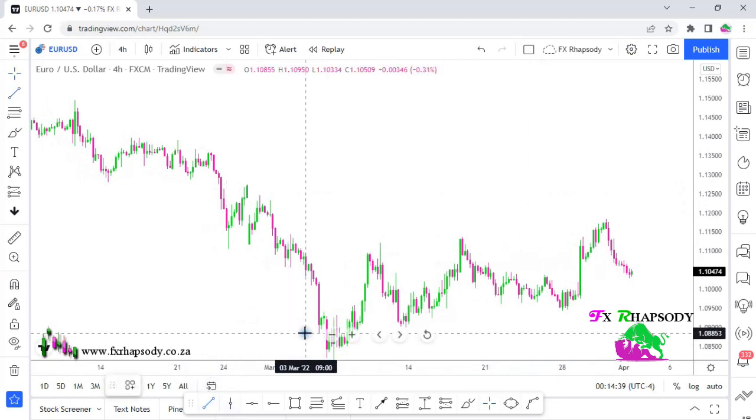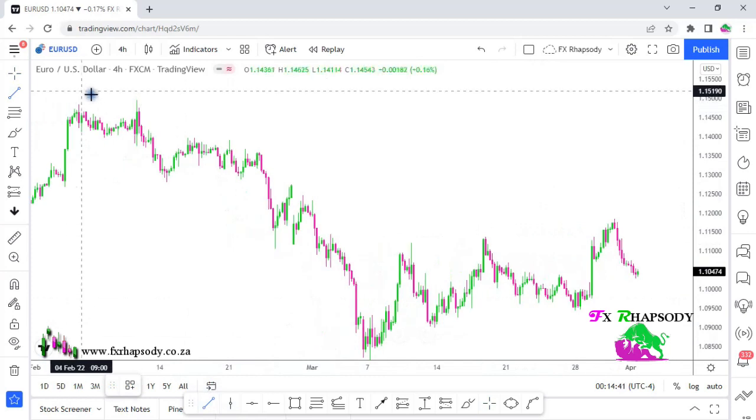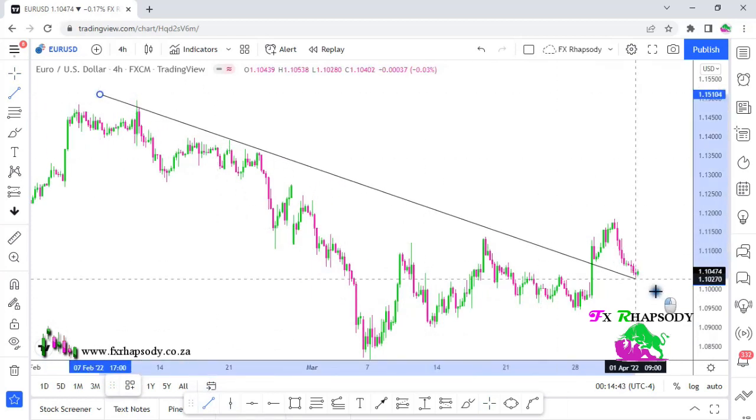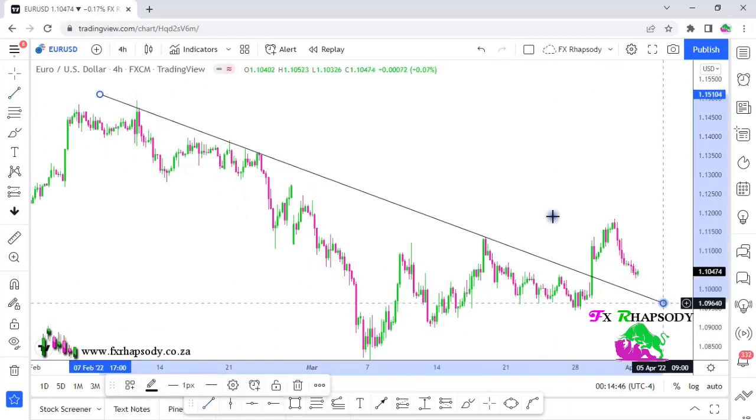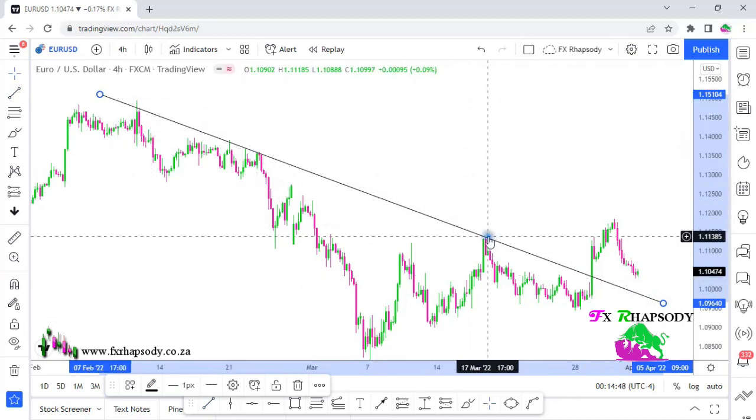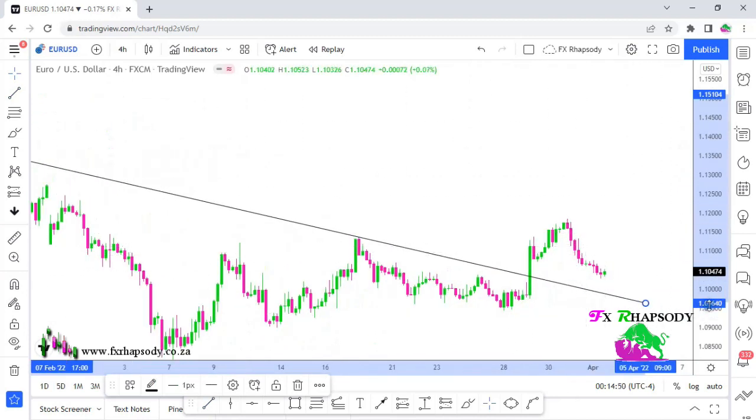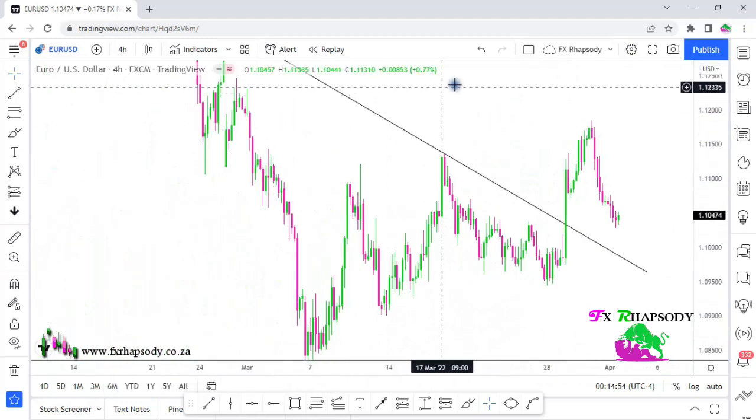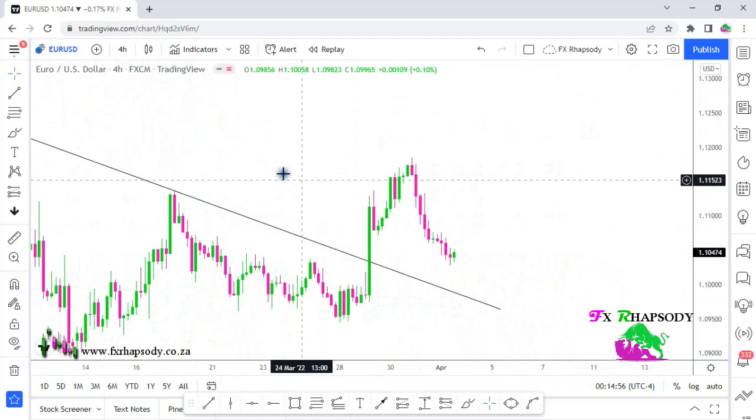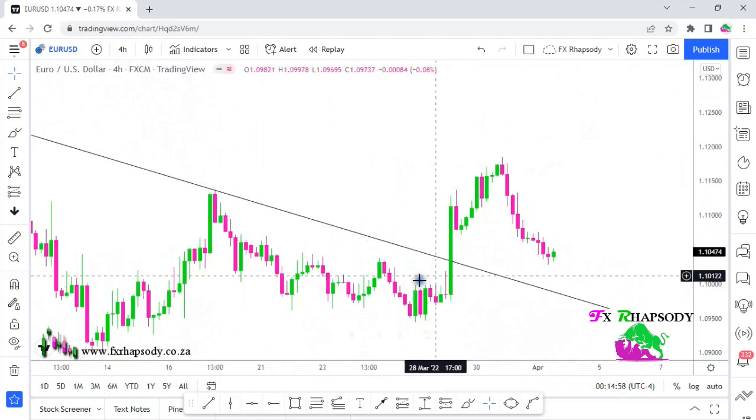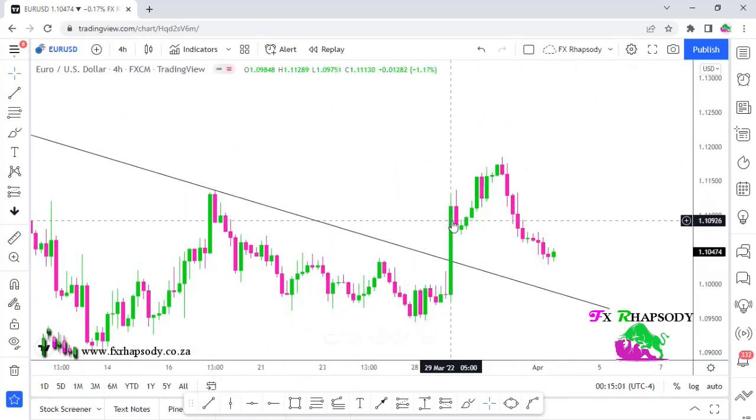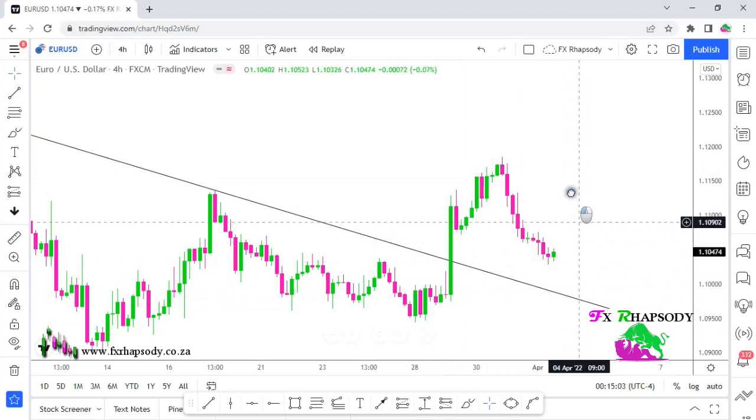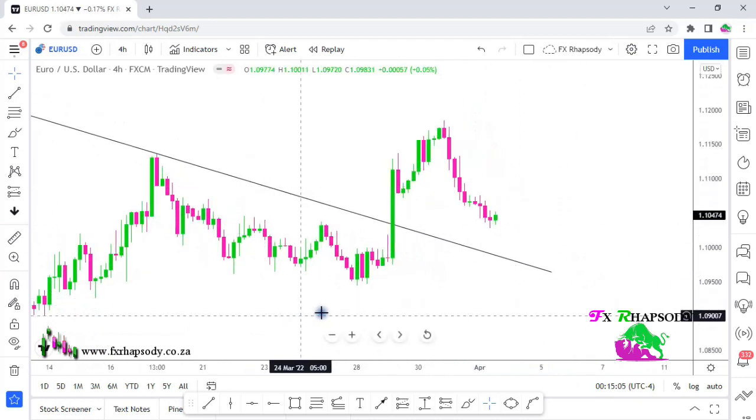Let's have a look at this trend line over here. I'm just going to pull that in. Touch, touch, touch. Very roughly drawn trend line, but you can see that trend line was respected a couple of times, and eventually it was broken. So this is now the area that you're going to be looking at. That's also another reason I'm looking at a buy.